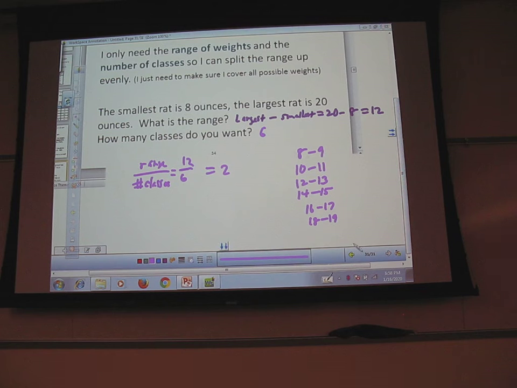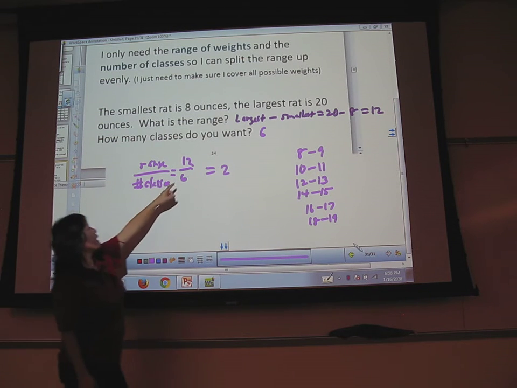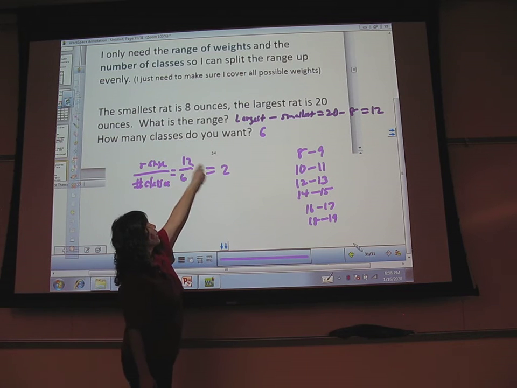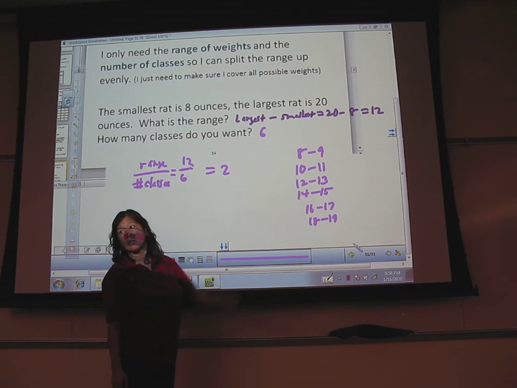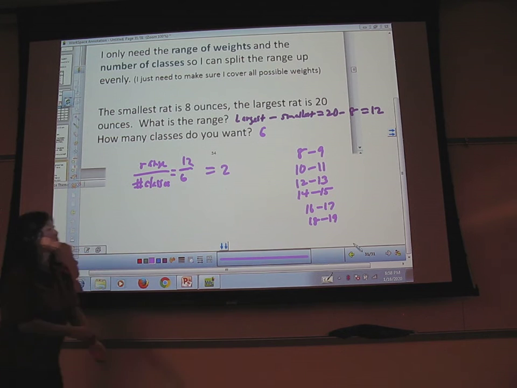If I was locked into 6 classes, then I'd have to round up from 2 to 3. But in reality, what would I do instead? What else could I do? I need to cover 20. What would I do? Yeah. 18 and above. I could do 18 and above. That's a thought. I could totally do that.